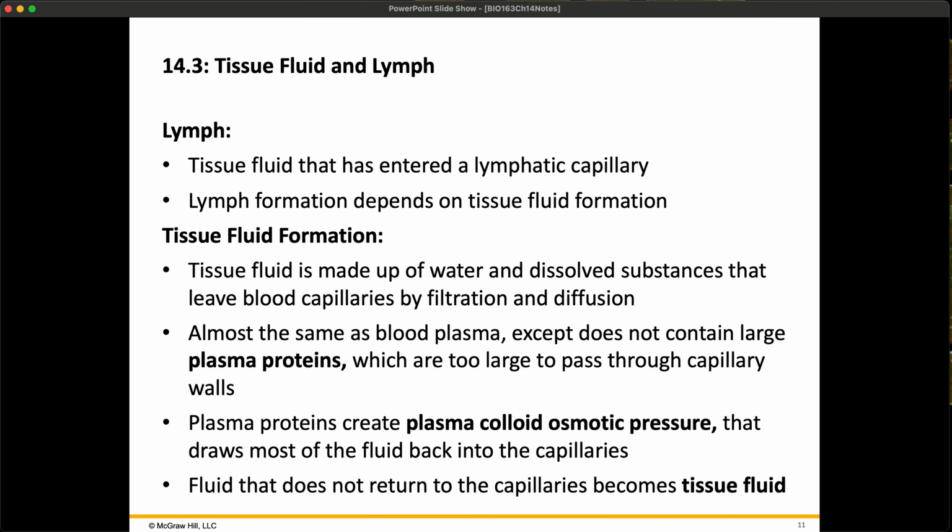All right, so let's actually talk about that tissue a little bit more. Let's talk about lymph. So that is the fluid that's inside of these lymphatic capillaries. And that formation depends on tissue fluid formation. So whether that be from water and dissolved substances that are coming out of blood capillaries, so that filtration osmosis process of fluid exiting the bloodstream and moving into the tissues, into the cells.